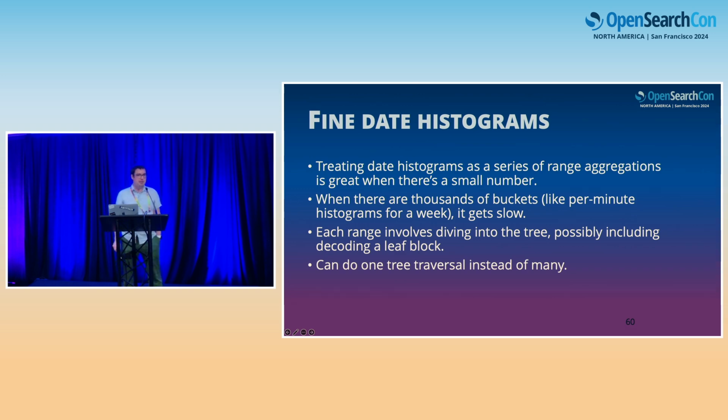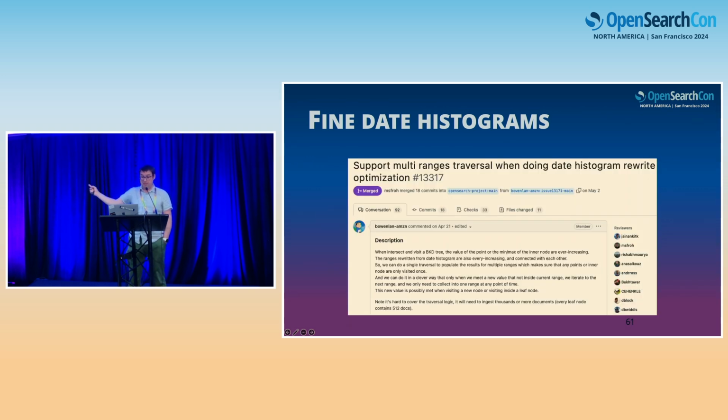So the trick that we came up with was, what if we just do one traversal, just walk through the tree from left to right, focusing on a bucket at a time, because these buckets are bounded in time and the tree is sorted by time. For the current bucket, you're just counting up documents, and once you hit a value that hits the right endpoint of your range, you just flip to the next bucket and keep counting. You could still take advantage of the fact that if an entire leaf or parent node fits within the current bucket, you just count it. You don't have to visit anything, which is cool. Bowen implemented that back in May.